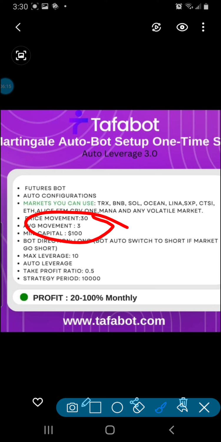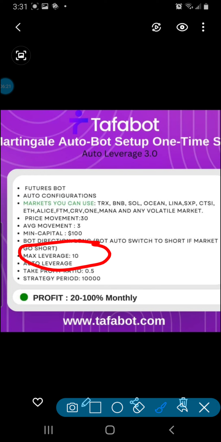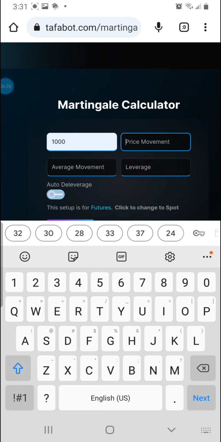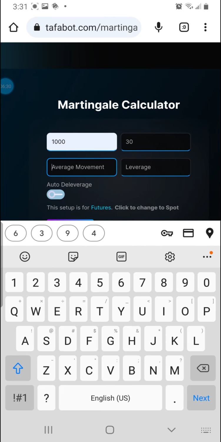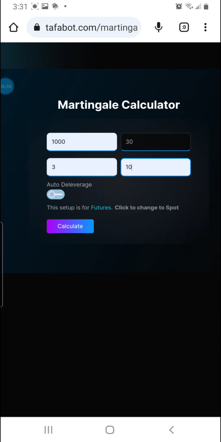So once I click 3, 30 and 3, let's not also forget we need leverage, maximum leverage, which is 10. So I come to this point, I pick 30, I pick 3, and then I put my leverage 10.